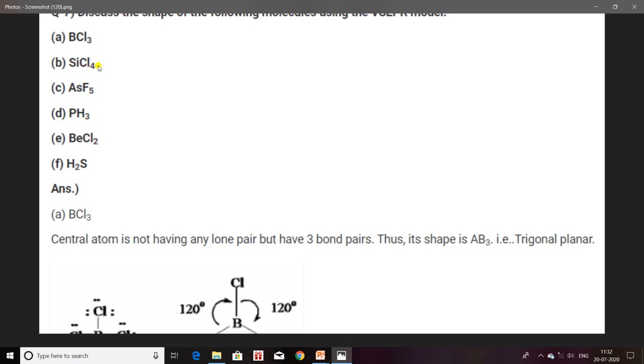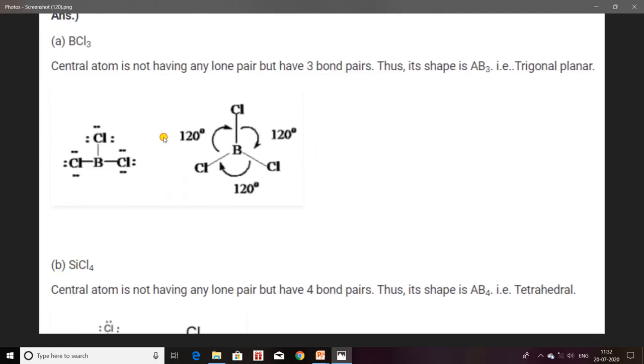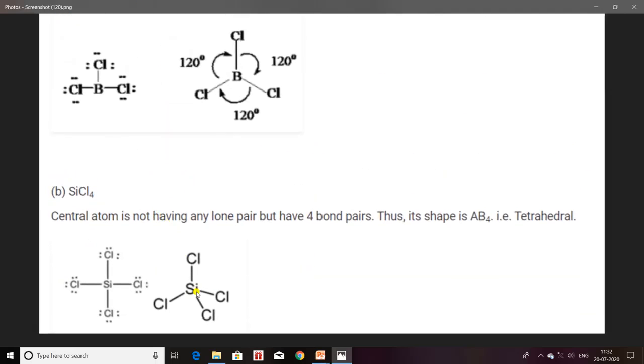How many bonds are present here? 4 chlorine atoms are attached to silicon. So that means out of these 4 electron pairs, 4 bonds are present. So these 4 bonds will be present in this way. Silicon is attached to 4 chlorine atoms by 4 bonds. And the shape is tetrahedral. You can see that there is no lone pair. There are only 4 bond pairs. And the shape is tetrahedral.